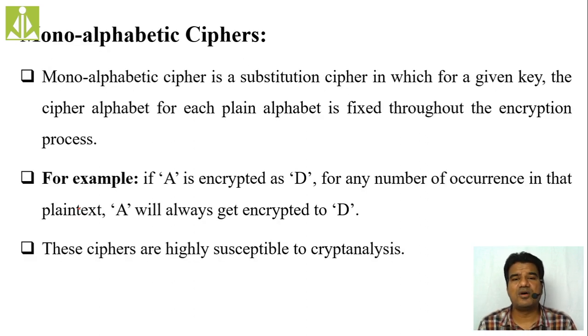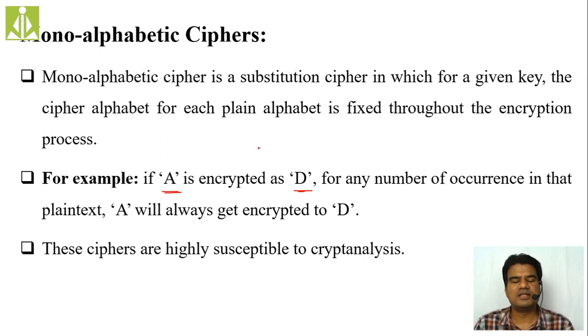The next form of substitution technique is monoalphabetic ciphers. In monoalphabetic ciphers also, according to the key, we replace our plain text character with an equivalent ciphertext character. Let us say if we have A in the plain text and we get an equivalent D, then for all A's in my plain text, I will get D's only. There is no other character used for the equivalent plain text character.